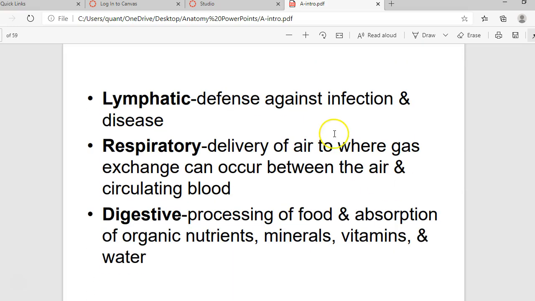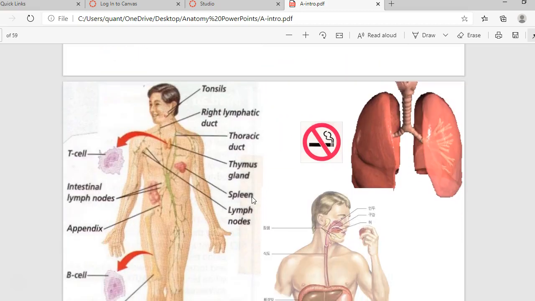Lymphatic system, defense against infection and disease. The respiratory system is to deliver air to where gas exchange can occur between the air and the circulating blood. And then the digestive system is for processing of food and absorption of organic nutrients, minerals, vitamins, and water. So let's look at these real quick.